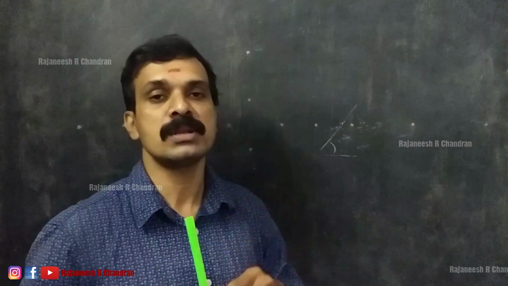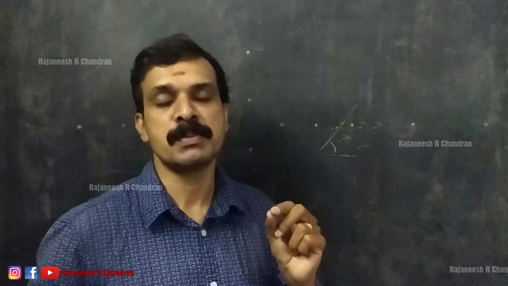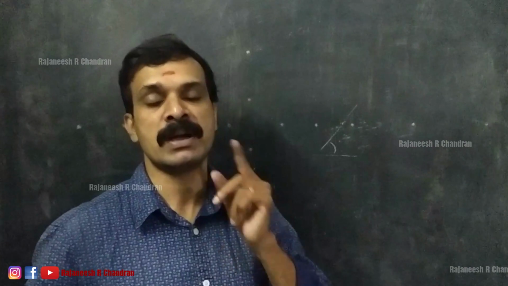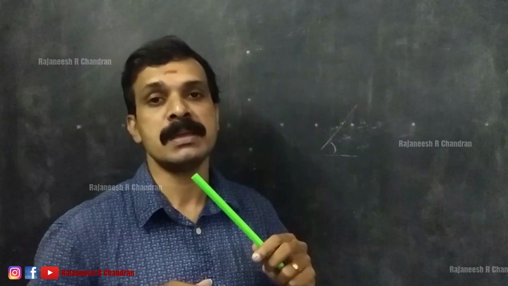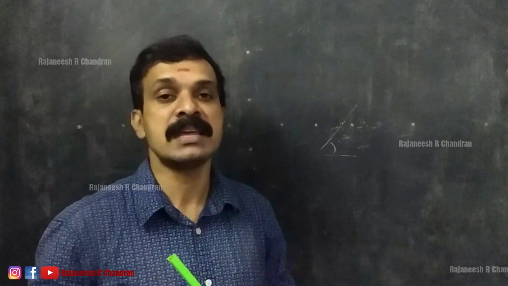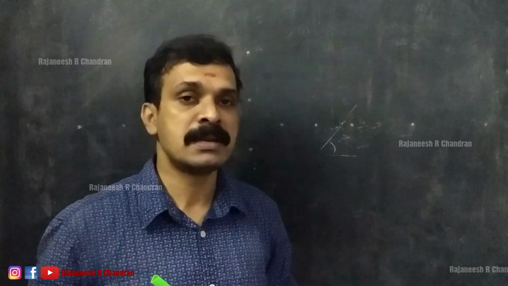The two true inclinations we have learned in the previous videos. True inclination with the HP is indicated with theta, and true inclination with the VP is indicated with phi. Both the true inclinations can be observed along with the true length of the line. If the line is showing the true length, the inclination will be true inclination. Then what is apparent inclination?